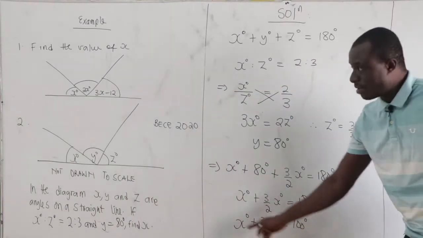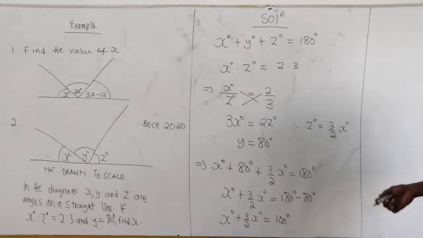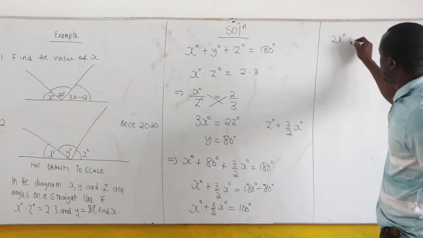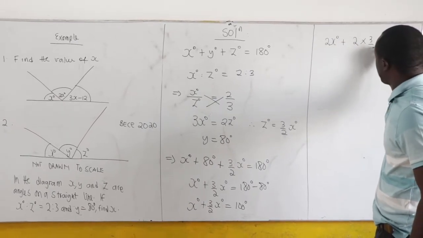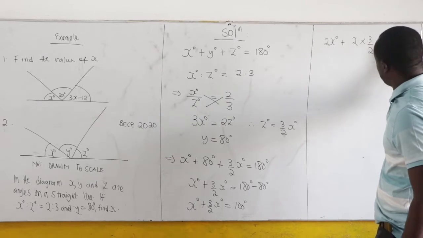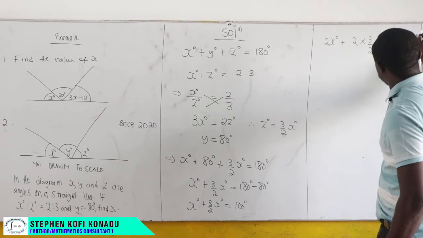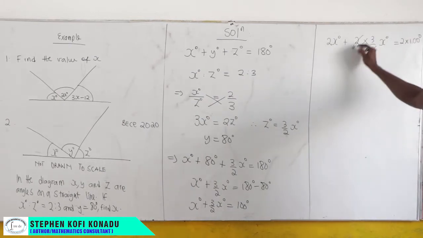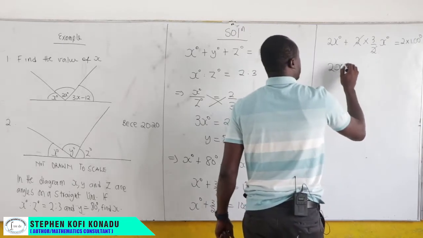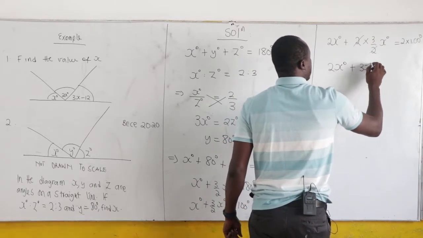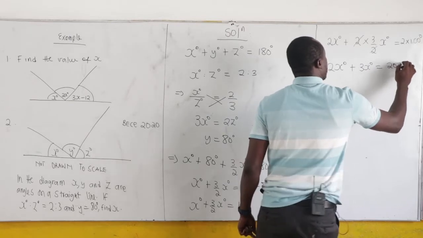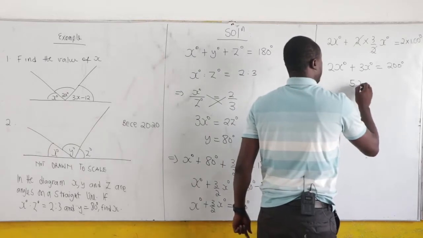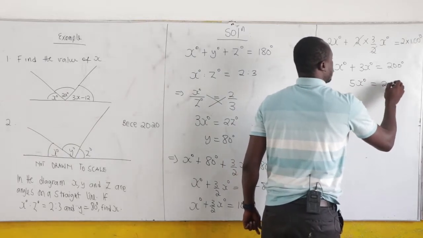Now from here, what is the LCM? LCM is 2, so we multiply each term on both sides by 2. So we have 2x degrees plus 2 times 3 over 2x degrees equal to 2 times 100, that is 200 degrees. Now this 2 will cancel that 2, so we have 2x degrees plus 3x degrees equal to 200 degrees. Now what is 2x plus 3x? We have 5x degrees equal to 200.